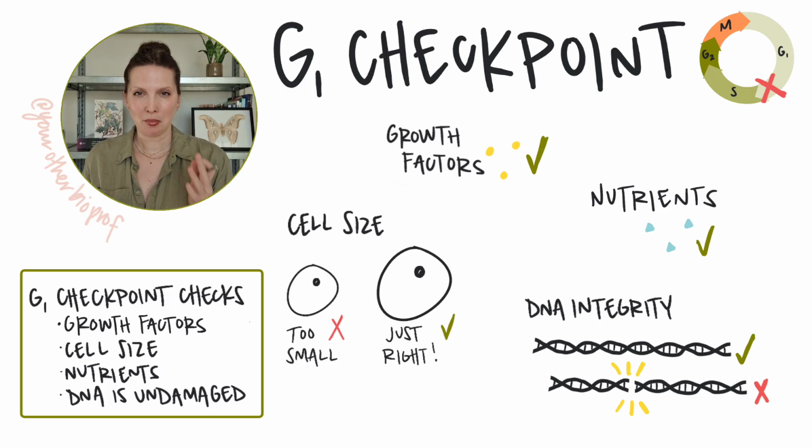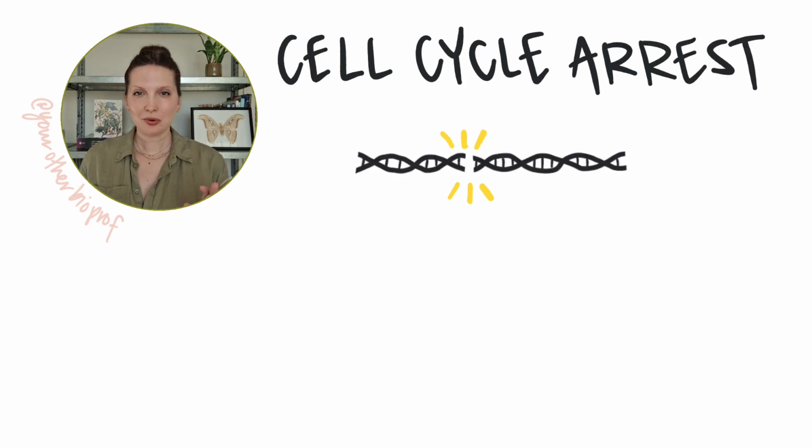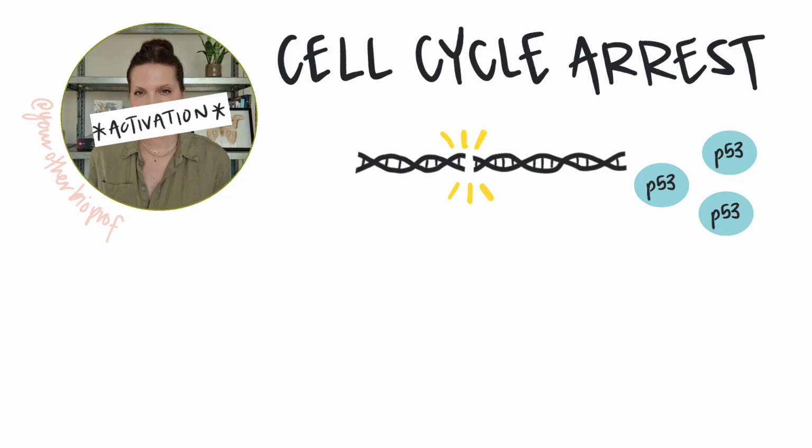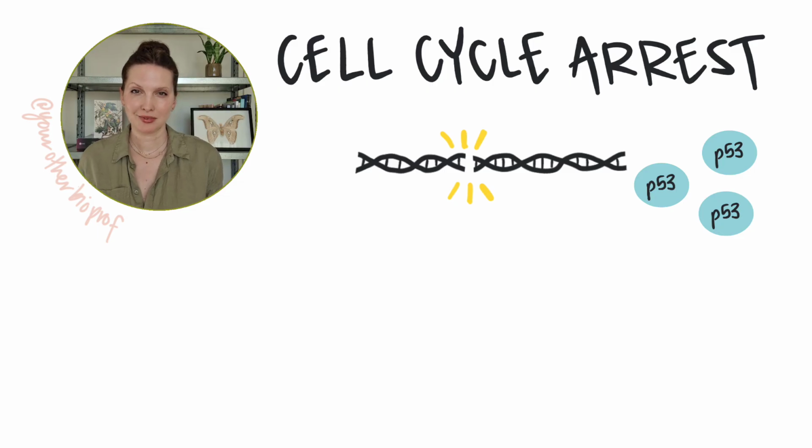A cell that doesn't pass the checkpoint can get put in a sort of cell cycle timeout, a pause, until its problems are resolved. And so when the cell wants to take a little pause in response to some fixable DNA damage, it's going to increase production of a protein called P53.